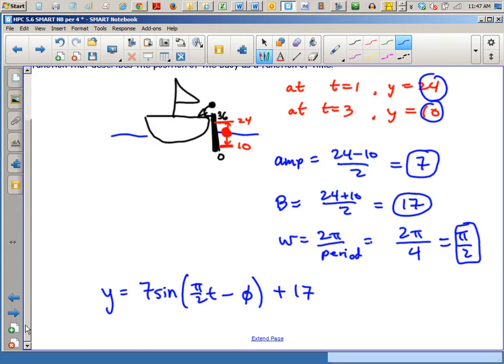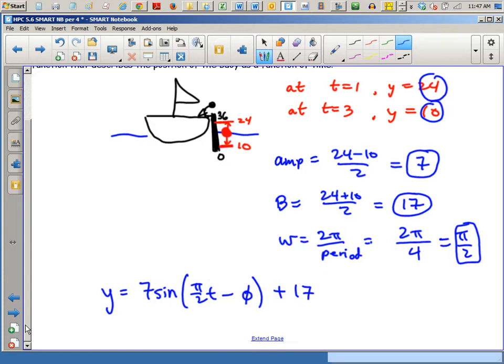Okay, in order to get phi, we need to plug in a y value and a t value so that phi is the only missing thing in this equation. So we get to go up here and look at the different y's and t's for the problem. You can pick 1 and 24 for t and y, or you can pick 3 and 10 for t and y, but let's all agree together to always pick the smallest possible y value.